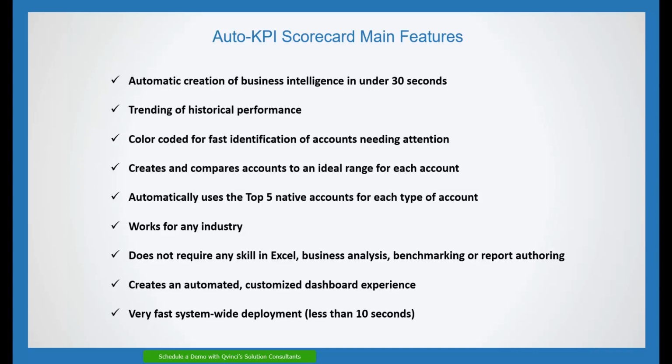It automatically uses the top five native accounts from each account type in QuickBooks. So income and other income are combined. It takes the top five. Expenses, other expenses combined, COGS. And then there are five other KPIs we give you. For instance, months of cash remaining.